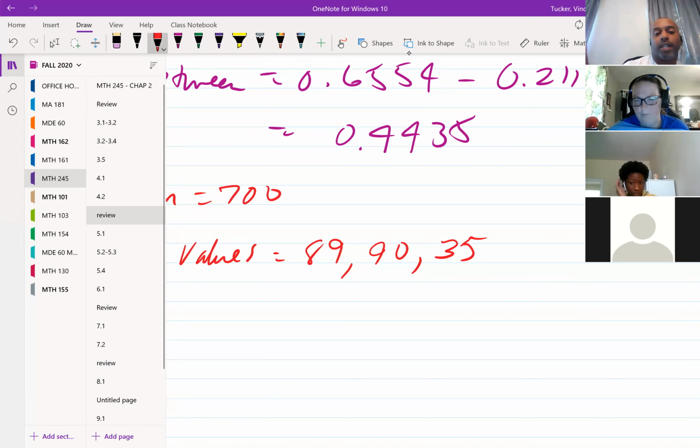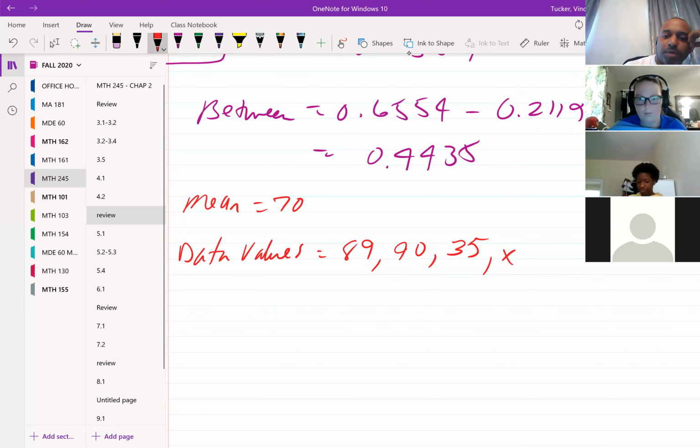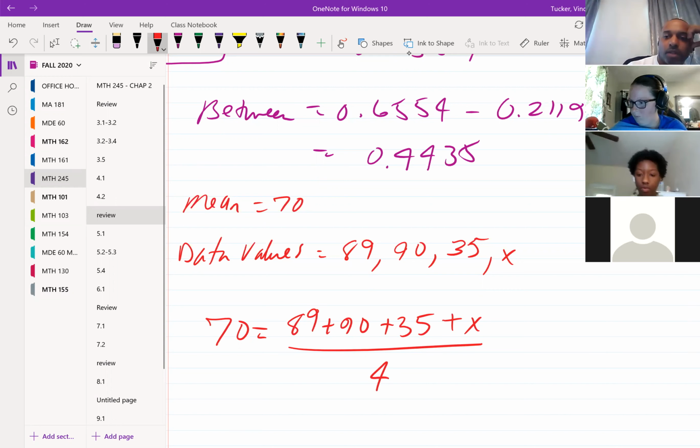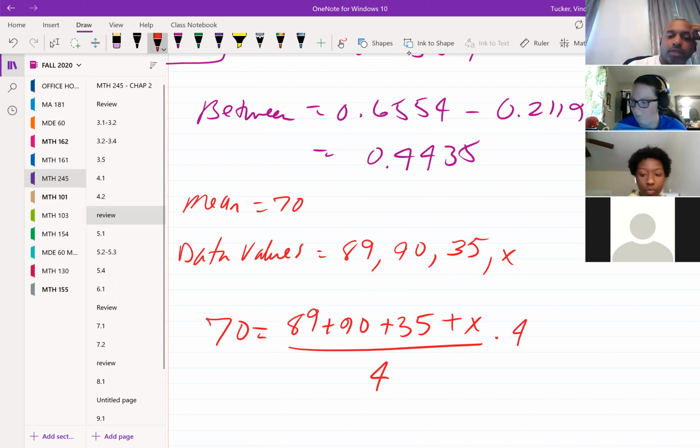Let's say they give me three numbers, and I won't go so high, let's say the mean is 70. Give me three numbers, and the fourth number is missing, so that'll be my x. I would set it up as 70 is equal to 89 plus 90 plus 35 plus x, divided by 4 because I have four numbers altogether. Then from there, I would solve. I add these together to make one solid number, then to solve for x, I multiply both sides by 4 to cancel out this 4.